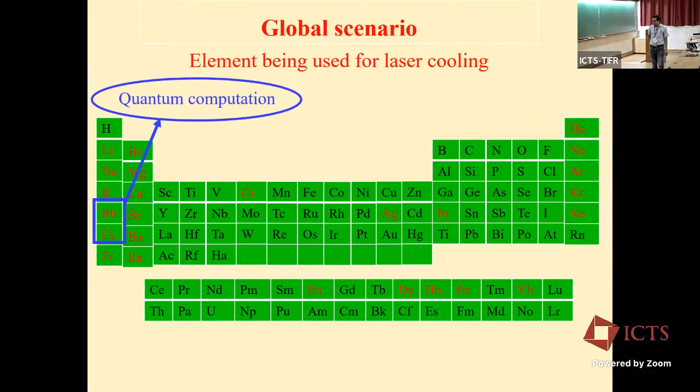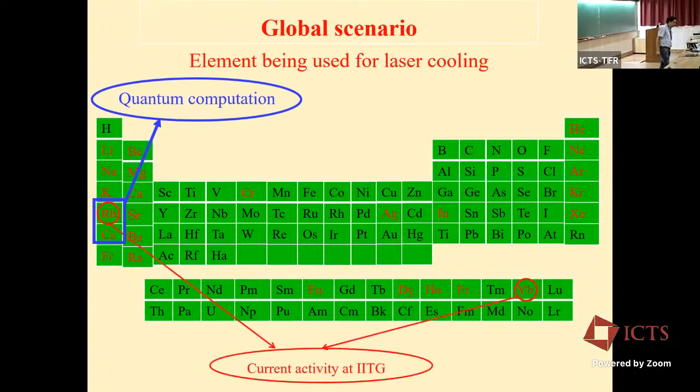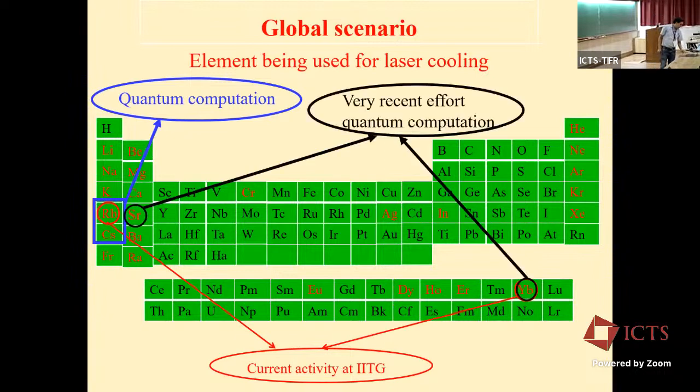These two elements, rubidium and cesium, are extensively being used for quantum computation. However, there has been recent effort at IIT Guwahati, at my place, where we are cooling rubidium and ytterbium for quantum computation. And of course, recent effort is there for quantum computation using strontium and ytterbium.